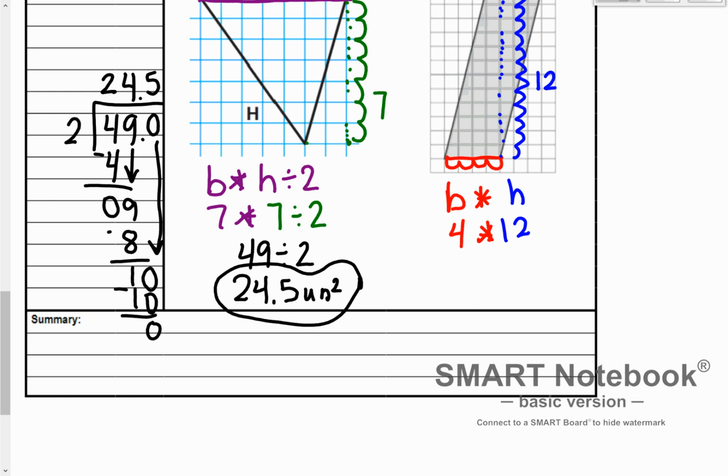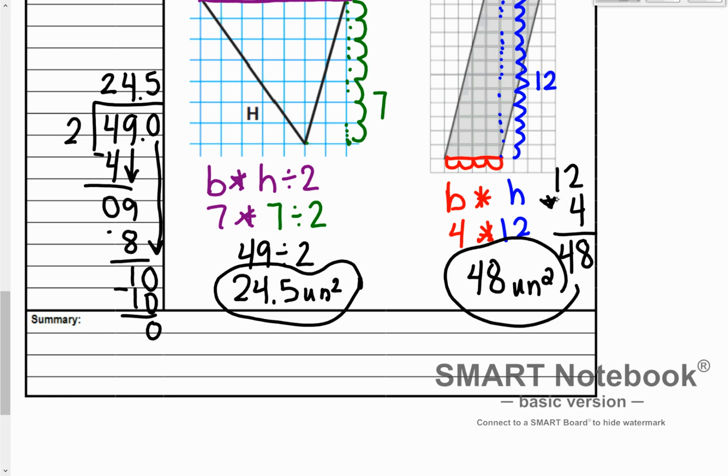Then we do 4 times 12. Again, if that's not common facts, or if we're not using a multiplication chart, you can stack them. 4 times 2 is 8. 4 times 1, 4. 48 units squared. Remember, with parallelograms, we do not divide by 2.